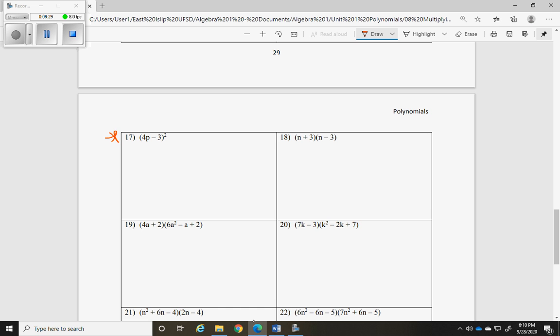17 I need to do with you. People mess this up all the time. Do you think it's important? I promise this is going to show up on tests and quizzes. So important. Look at the exponent outside the parentheses. What's it mean? It means write out your parentheses that many times. So I have a 4p minus 3 times a 4p minus 3. Please remember to write out the parentheses that many times.